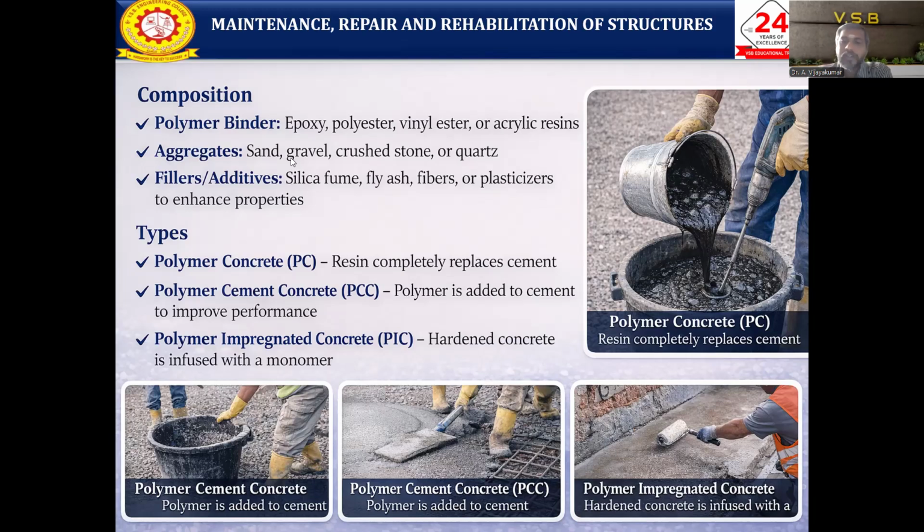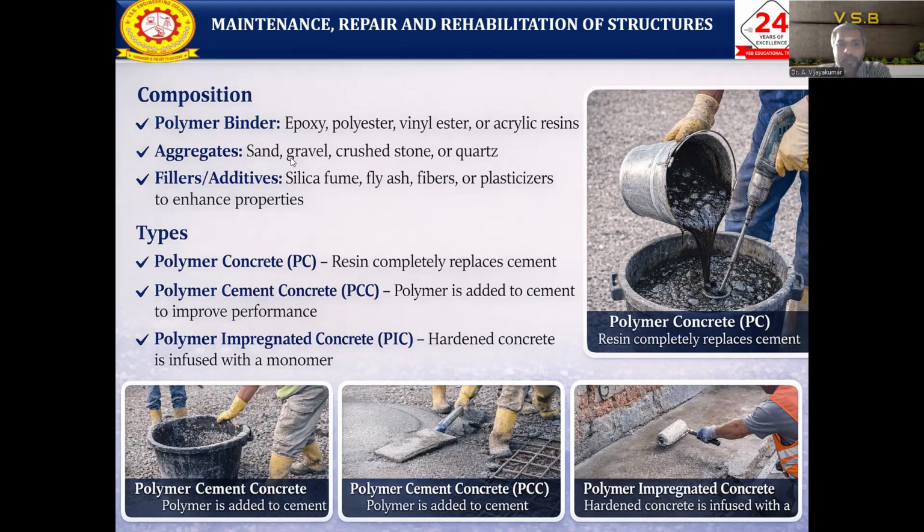In polymer concrete, we have three different types. The first one is polymer concrete, where resin completely replaces the cement. So 100% we are not using cement, and totally we are using resin as the binder material. The second one is polymer cement concrete, as the name itself says: polymer is added to the cement to improve the performance. Based on the requirement, we can use different percentages of the polymer added to the cement.